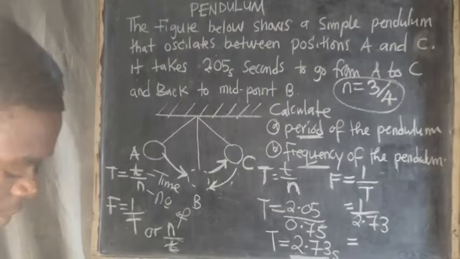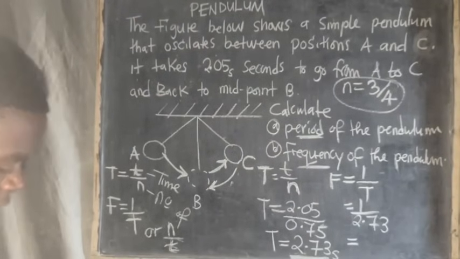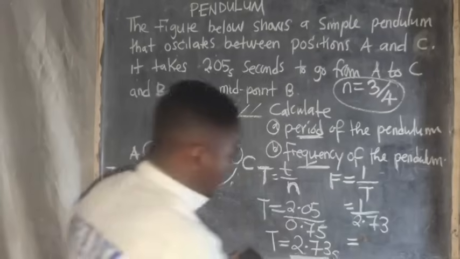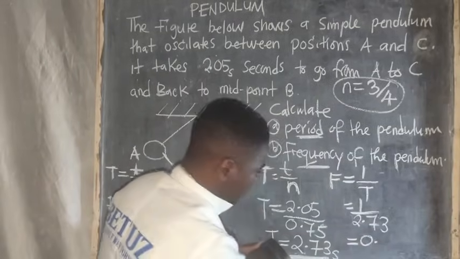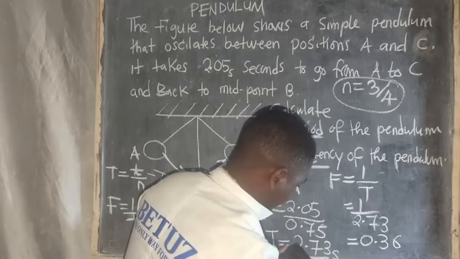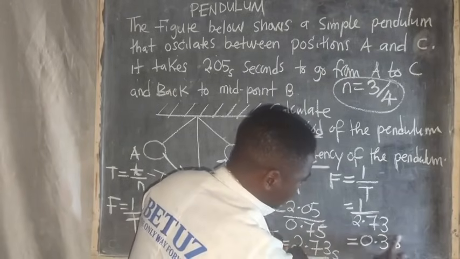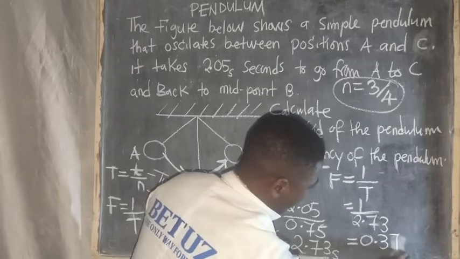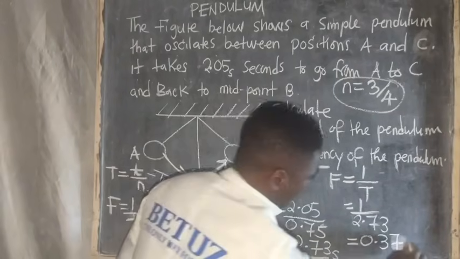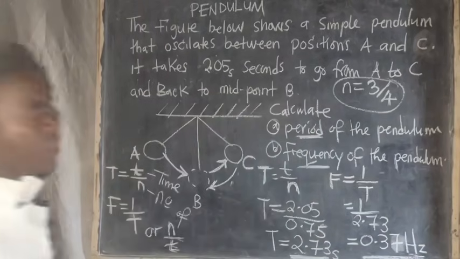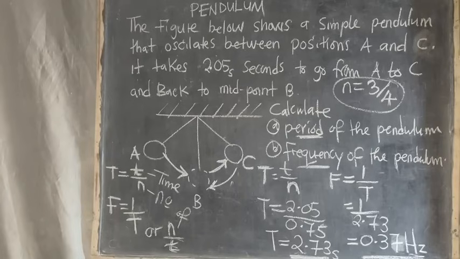So what is the answer there when we divide? 1 divide 2.73. What answer are we getting? The answer that we are getting is 0.366. So I can round it to 0.37 like this. Then I say hertz. These are the units. Have you seen? This is how you get to answer these questions. Just like this, you are done.